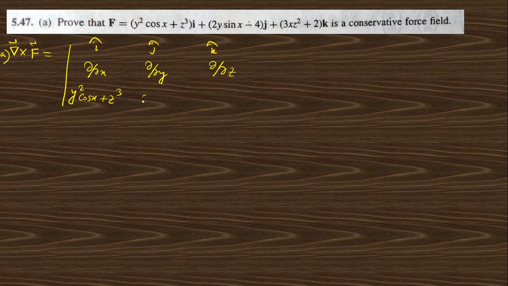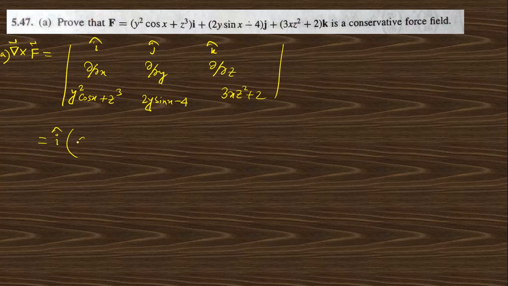5.47 says, prove that this vector is a conservative force. You know this will be conservative if the curl of this vector is 0. So we need to find the curl of this vector. This is the answer of question A. So, i cap, j cap, k cap, del del x, del del y, del del z. The coefficient of i cap is y squared cos x plus z cubed. The coefficient of j cap is 2y sin x minus 4. The coefficient of k cap is 3xz squared plus 2. So put i cap, then take del del y of this.